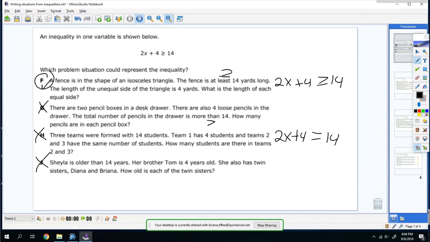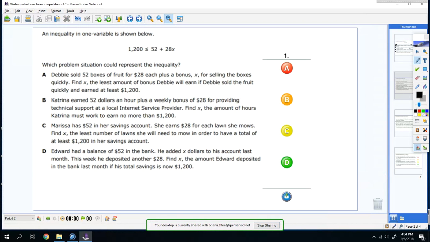Okay, so now what I want you to do is pause the video and try this by yourself. Okay, so we have the inequality 1200 is less than or equal to 52 plus 28x. Debbie sold 52 boxes of fruit for $28 each, plus a bonus. So that means she did 52 times 28.